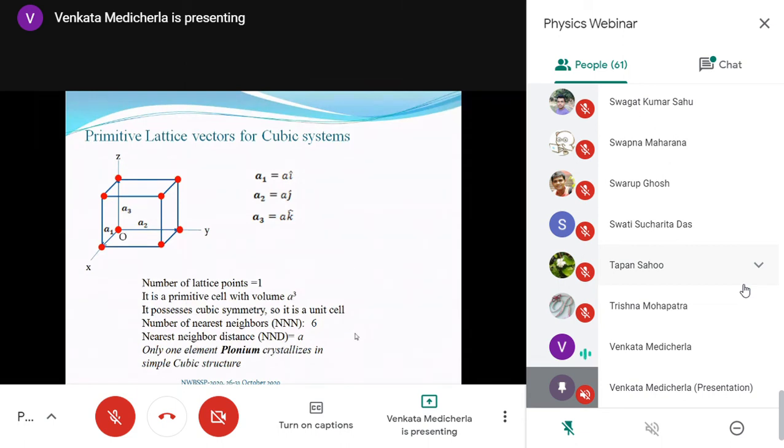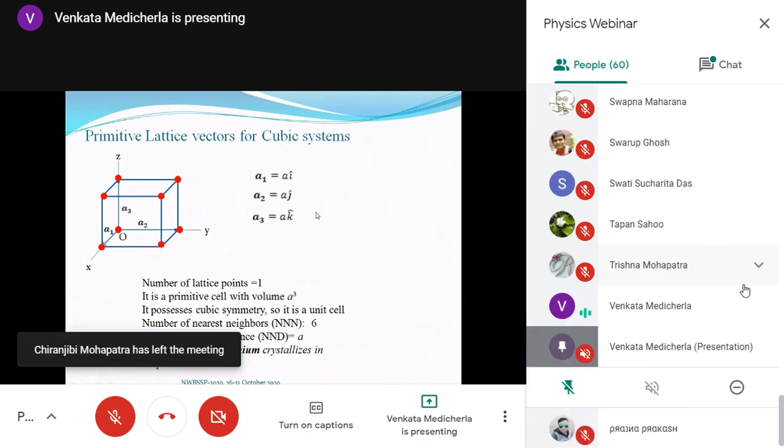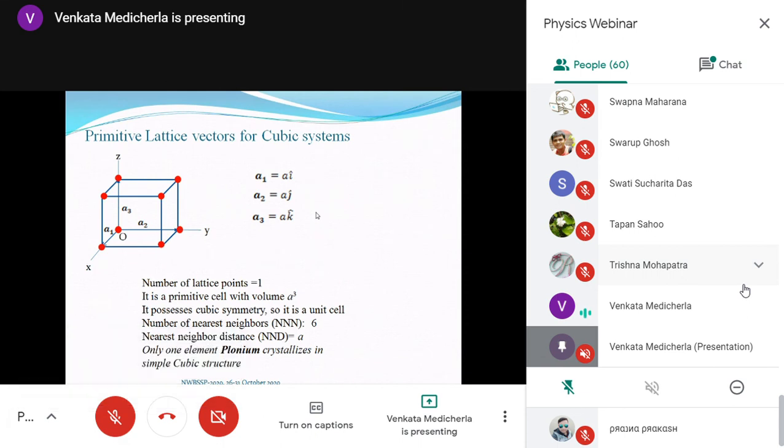So this is the way you can, in reality, define A1, A2, A3 primitive vectors along the XYZ axes. This is important. Why am I writing this? When you go for the reciprocal lattice, all these vectors are needed to find the reciprocal lattices corresponding to these Bravais lattices.